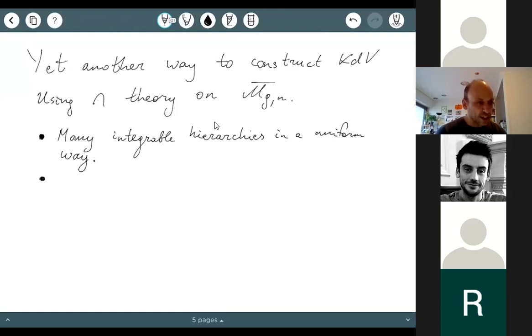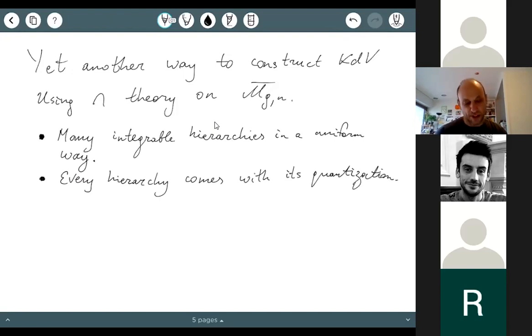Okay, so the second thing is that every hierarchy comes with its quantization. And this is really a very serious advantage, because very little is known about quantizations of integrable hierarchies. So as we have just discussed, there is a Hamiltonian formulation of KdV. So you can view KdV as Hamiltonian flows on an infinite-dimensional Poisson manifold. So it is natural to ask, can you quantize these infinite-dimensional Poisson manifolds? Can you quantize the flows?